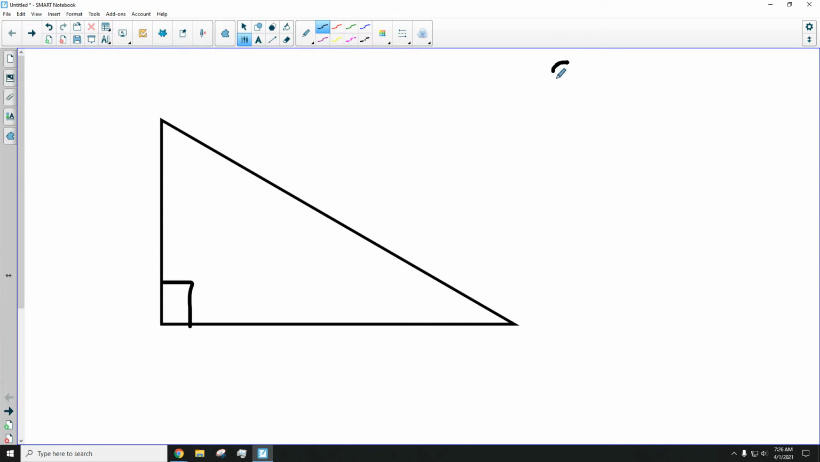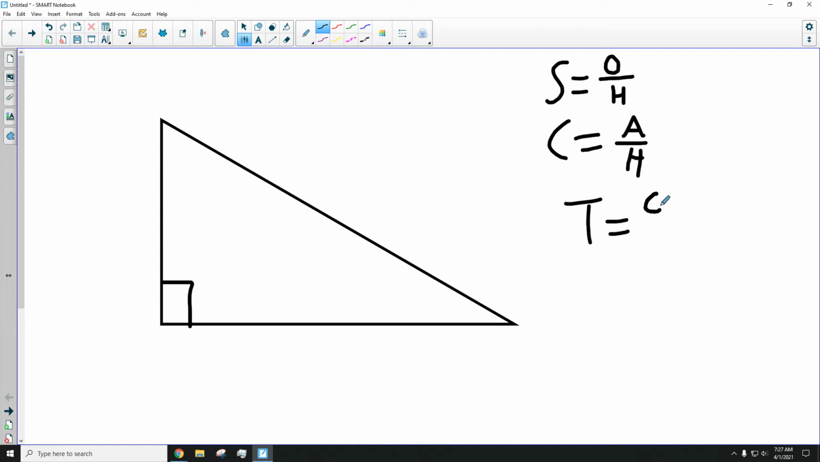So again, the core of all of this is a right triangle, and we've been working with three functions. We have our sine function, which is equal to the opposite side of a triangle over the hypotenuse of the triangle. We have cosine, which is adjacent over hypotenuse, and we have tangent, which is opposite over adjacent. This here is the core of all trigonometry. This is what you need to make sure you understand before you try doing anything else. Okay?